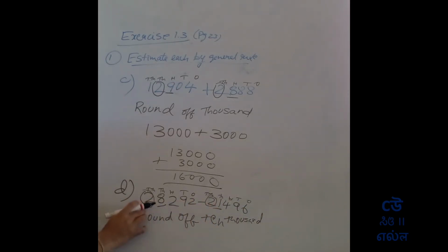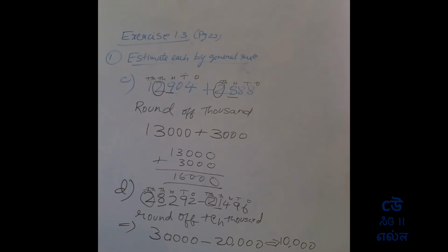So here 28292, if we round off, 8 is greater than 5. So this number we have to increase. So 3, 0, 0, 0, 0. Next 1. 1 is less than 5, so 2 will remain as it is. So if we subtract 20,000 from 30,000, what will be the answer? 10,000. Okay, children. If we subtract 20,000 from 30,000, the answer will be 10,000.